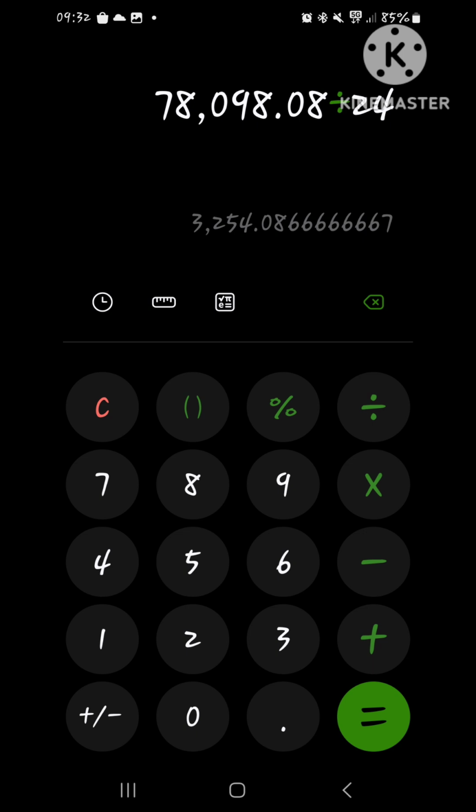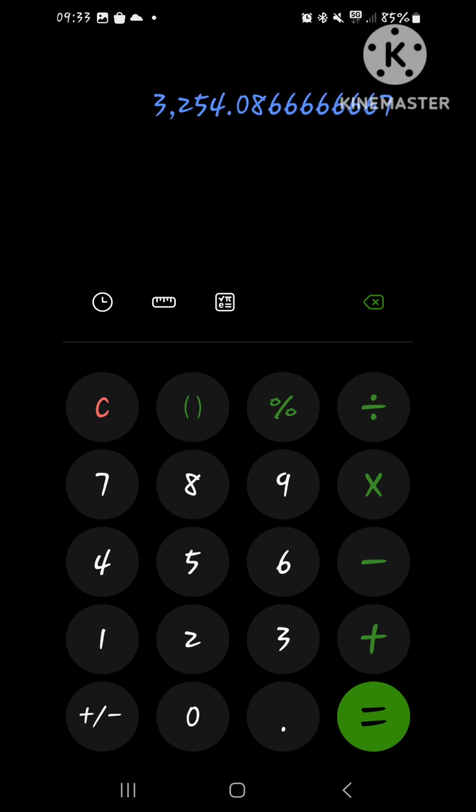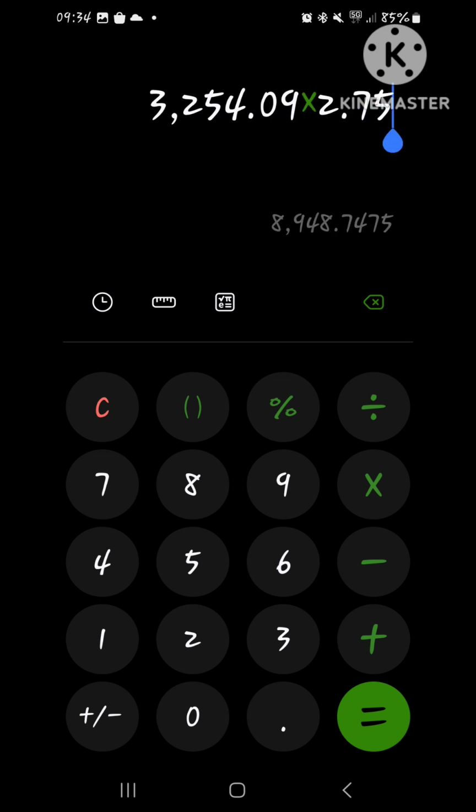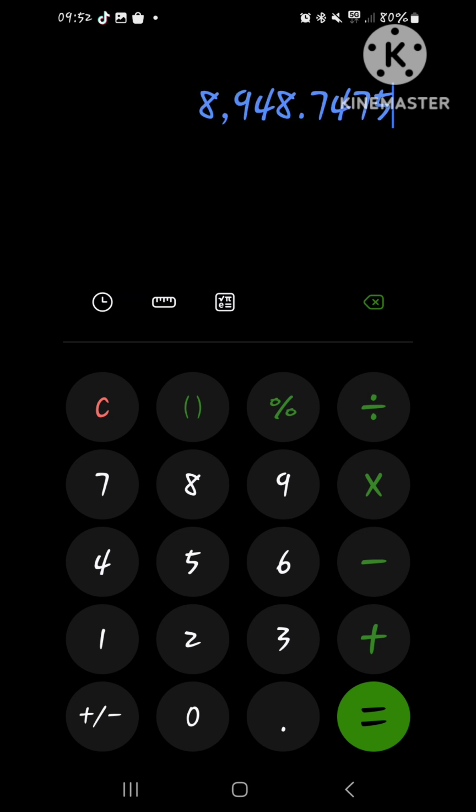So I'm going to divide that by 24 so we get what each segment works out to be. So that works out to 3,254.8 miles. So we're going to use that number, round the 0.8 to 0.9, and then times it by 2.75. So according to Fabulously Blocked, Australia should be 8,948.74 miles east to west.